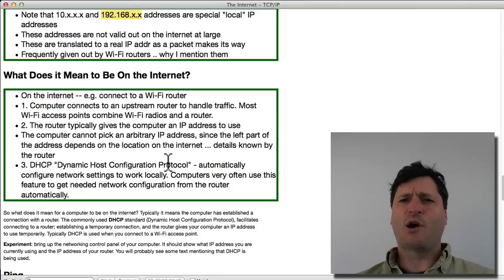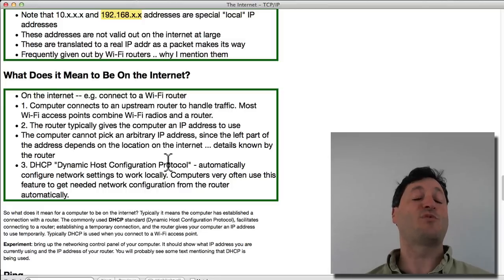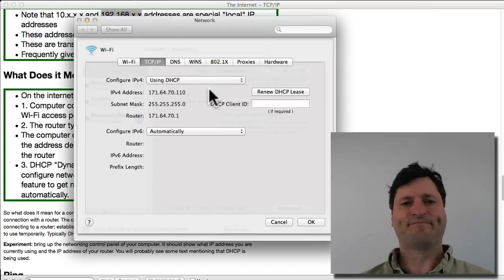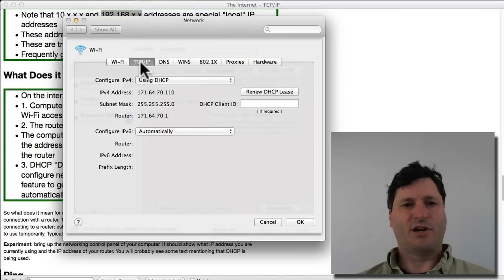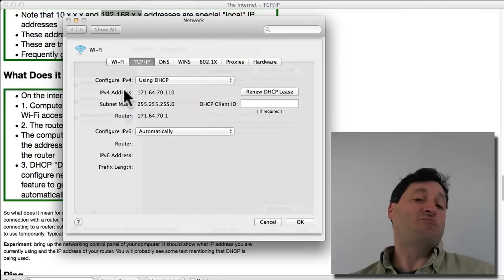And generally the way that works through Wi-Fi or through Ethernet is, well, you establish a connection to some upstream router, and then it's going to handle traffic for you. And actually, I'll just bring this up here. So this is the Mac networking panel, and here I've clicked on TCP/IP, so I didn't just make that up. And I'll just point out some of the major things here.